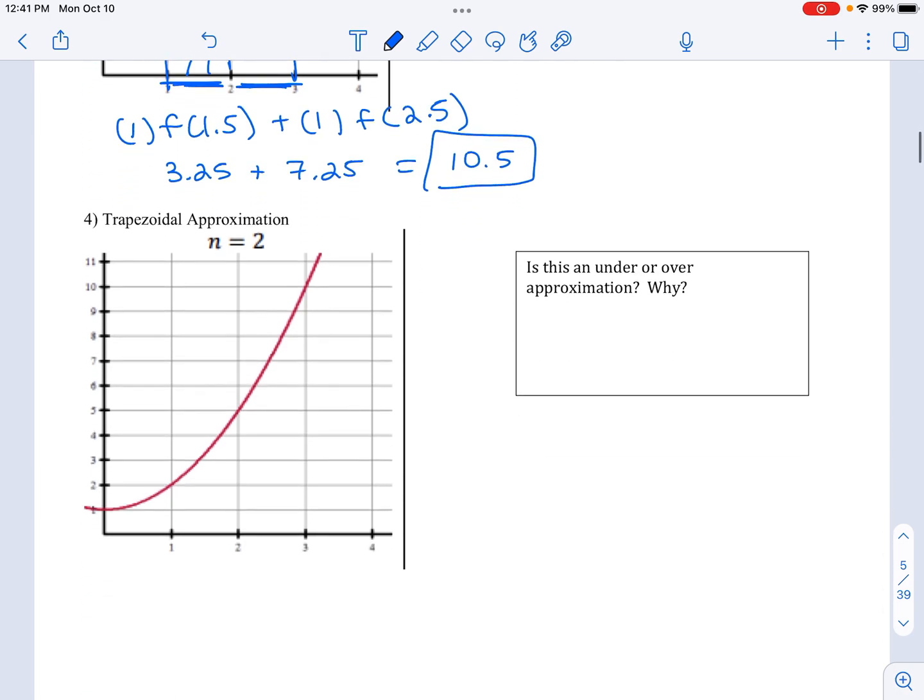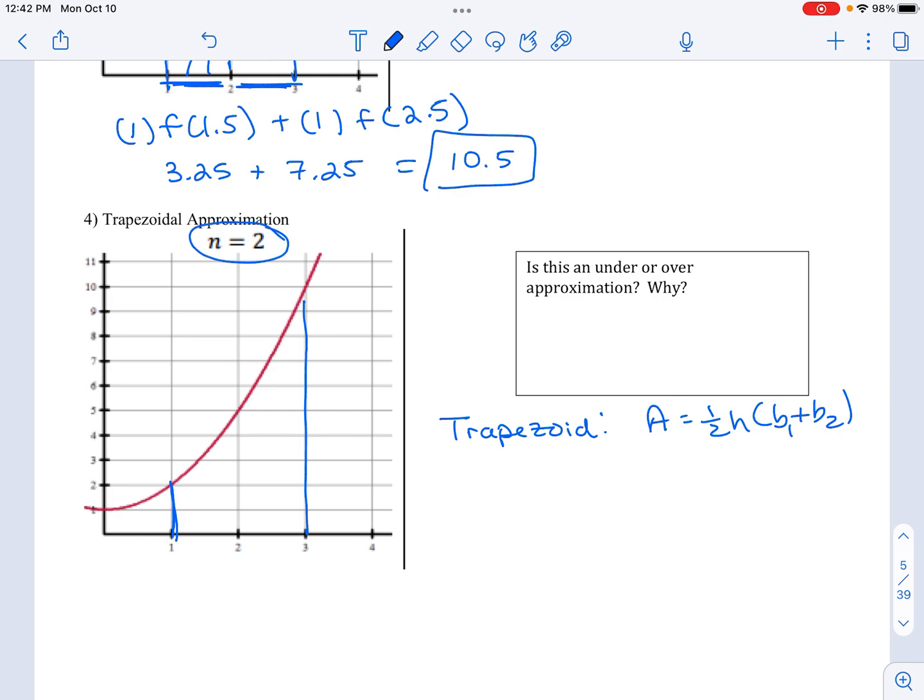Okay, last type of approximation we're going to look at is what's called a trapezoidal, and it's exactly like it sounds. We're going to use trapezoids. So you do need to recall the formula for the area of a trapezoid. So if you remember, the area of a trapezoid is 1/2 times the height times the sum of the two bases. Okay, so again, this is my region.